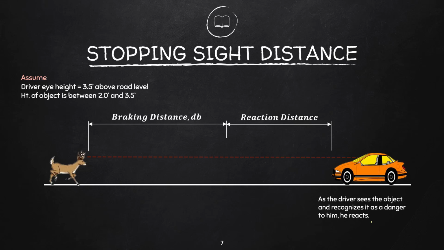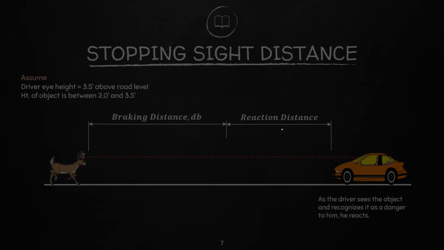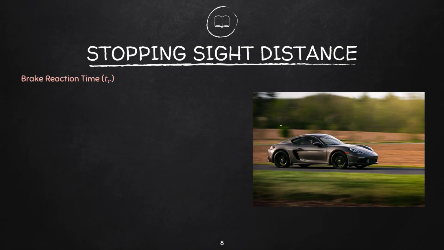As the driver sees the object and recognizes it as danger to him, he reacts. So we are done with the discussion of braking distance. We now move to the reaction distance, also known as braking reaction distance or brake reaction distance. So what is brake reaction time?